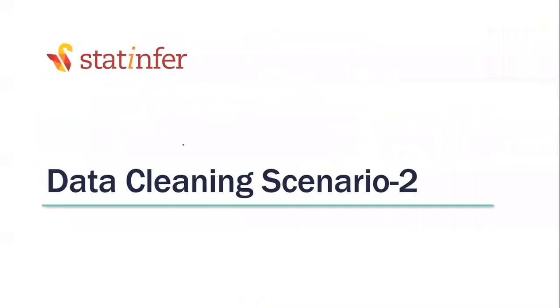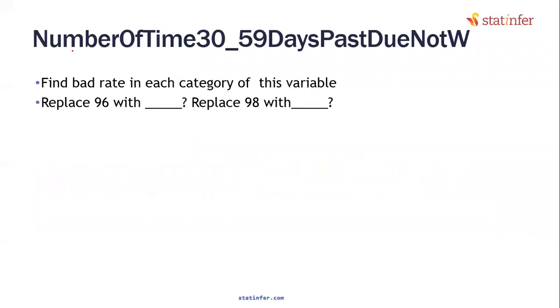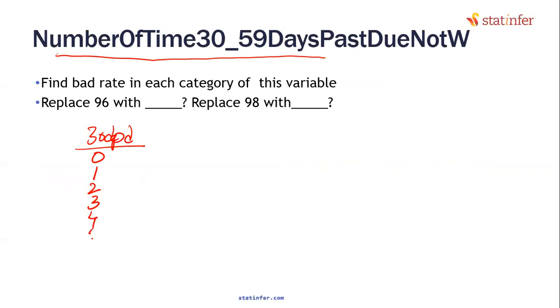The next one, scenario 2, is slightly different. It is a categorical or a discrete variable. Here, number of times 30 to 59 days past due but not worse. What are the issues here? Number of times 30 DPD, or 30 days late frequency. It can take value 0, it can take value 1, 2, 3, 4, it can take 5, 6, 7 and so on.